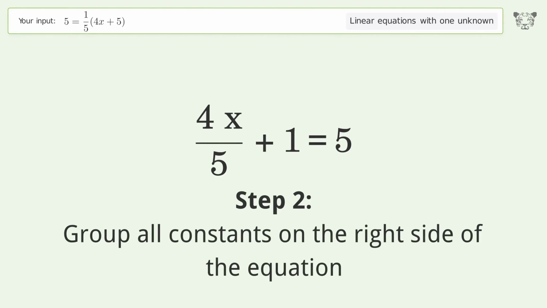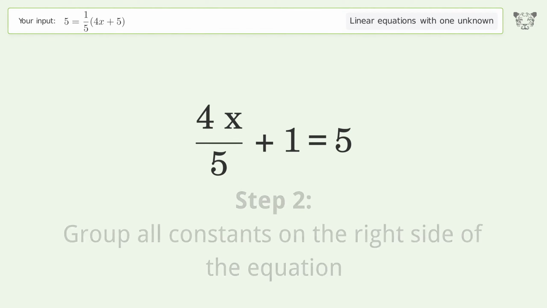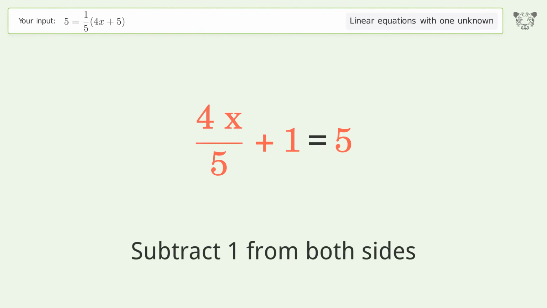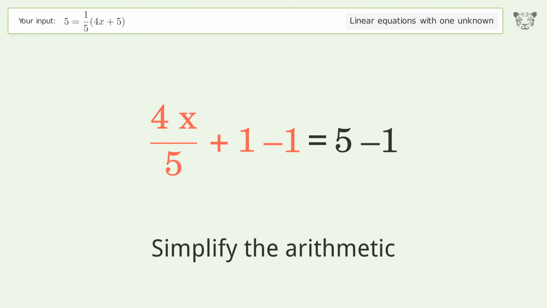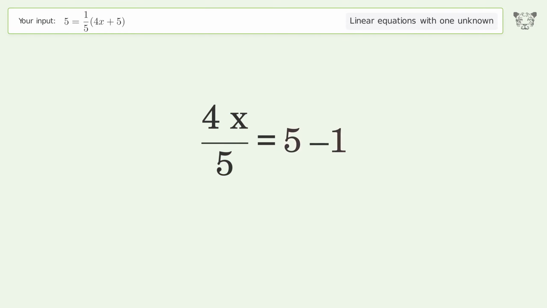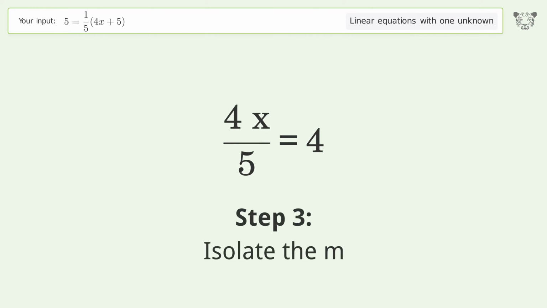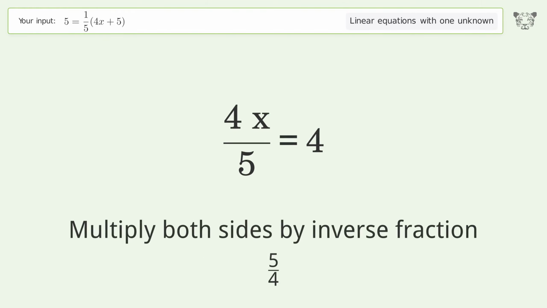Group all constants on the right side of the equation. Subtract 1 from both sides. Simplify the arithmetic. Isolate the m. Multiply both sides by inverse fraction 5/4.